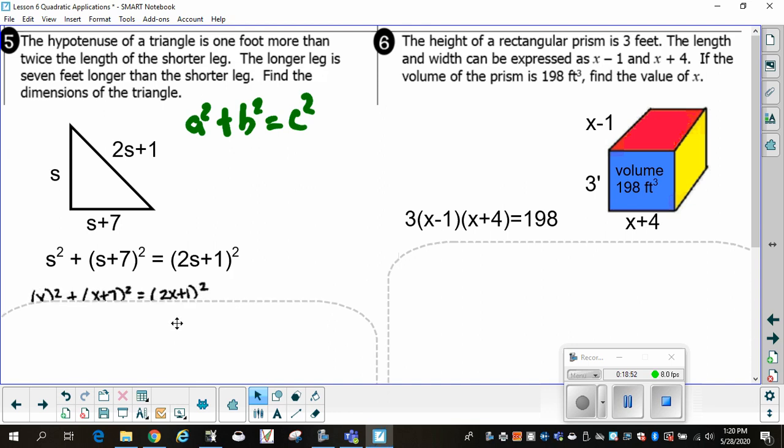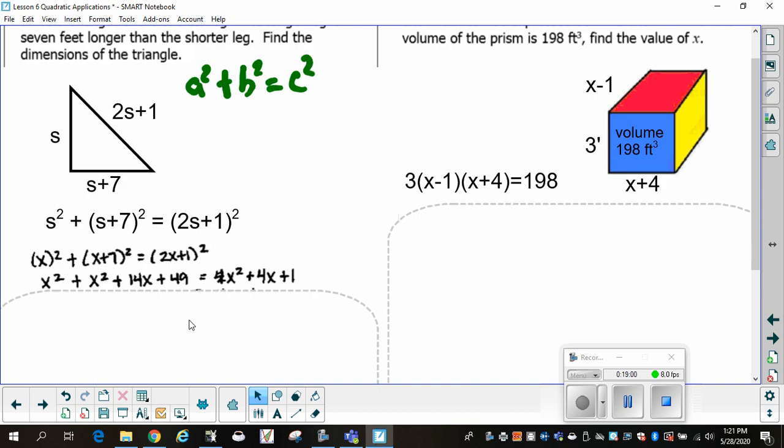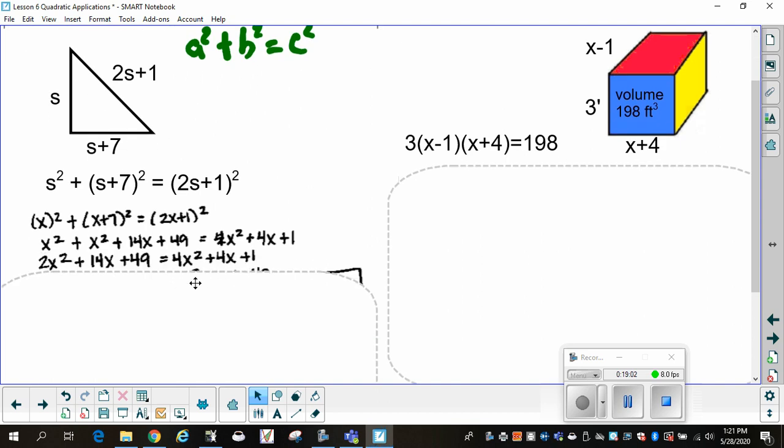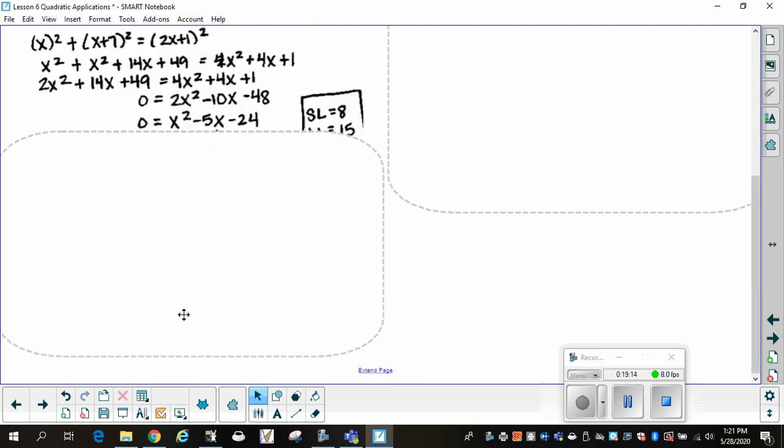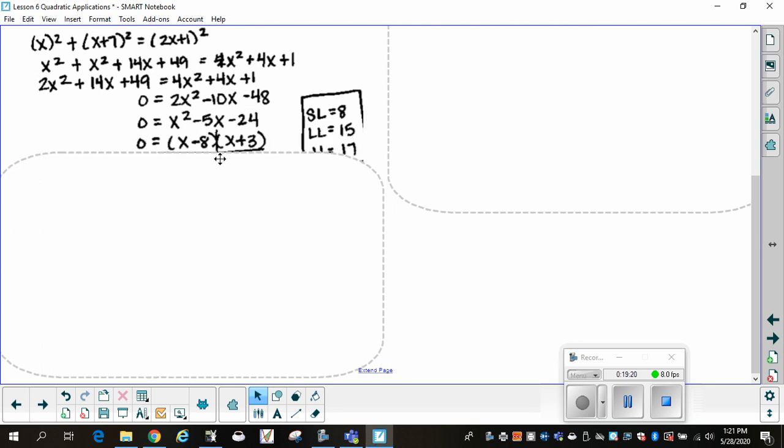Now here's the nice thing. You do all of this out and multiply it out. Notice I'm going to have 2x squareds, I got a 4x squared. It's okay. Get everything to one side of the equation, and then you have a quadratic. The beautiful thing here is everything is divisible by 2. So you simply divide everything by 2, and now you need factors of negative 24 that add up to negative 5.